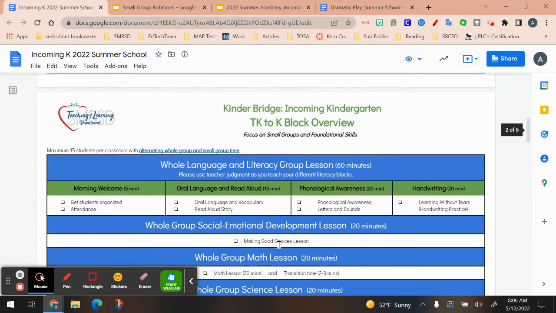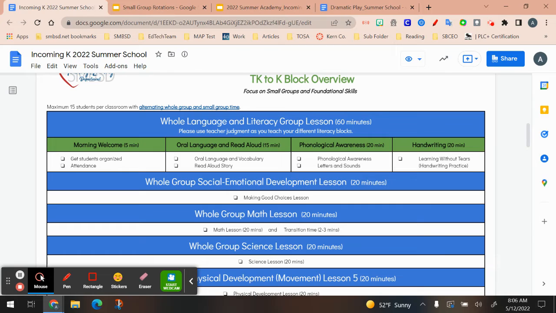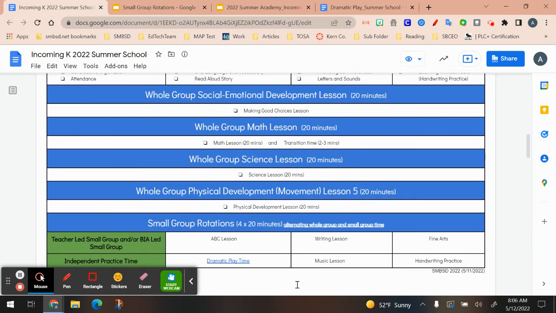If we go to the second page, this second page is another visual of how your whole group and small group suggestions are, but by subject area. You'll see an overview of the different instructional choices you have on this page with a suggested lesson plan starting on the next page. Please notice that the whole group and small group times are suggested to be alternated down here with at least 2 independent practice times, again, for the students during the day.